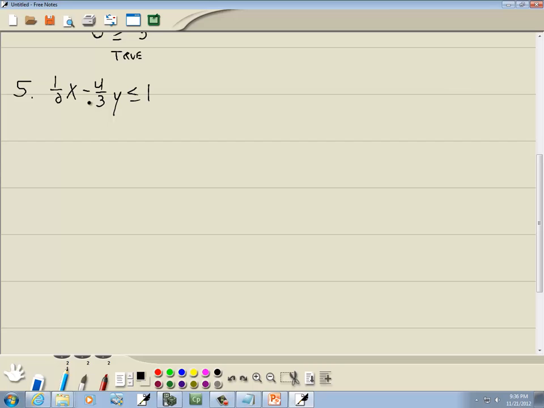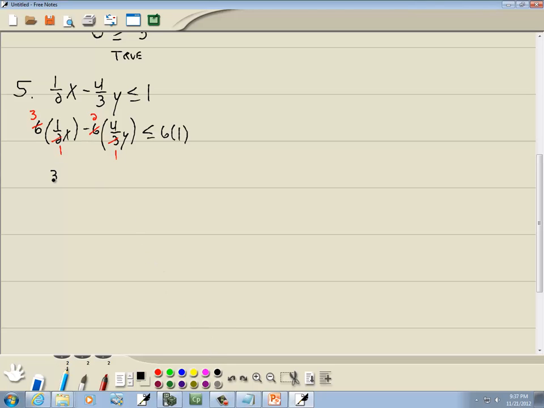And so on this one, our first step is there's no parentheses, so we'll clear the fractions. We've got two denominators, 2 and 3, so our LCM of 2 and 3 is 6. So I'm going to multiply everything by 6. Well, 6 and 2 are both divisible by 2. 2 divided by 2 is 1. 6 divided by 2 is 3. 3 and 6 are both divisible by 3. 3 divided by 3 is 1. 6 divided by 3 is 2.